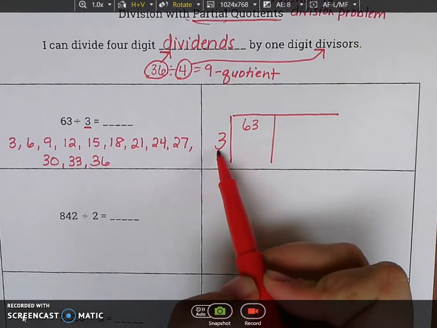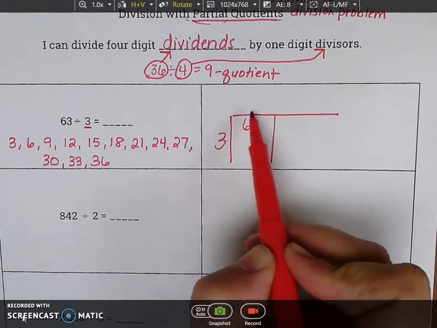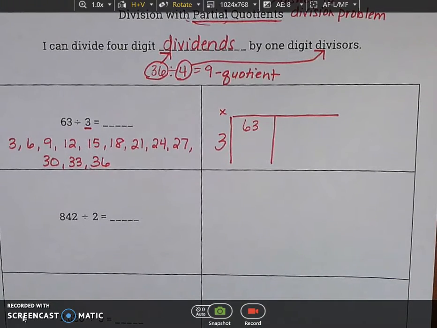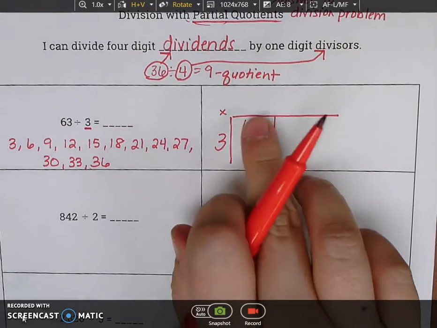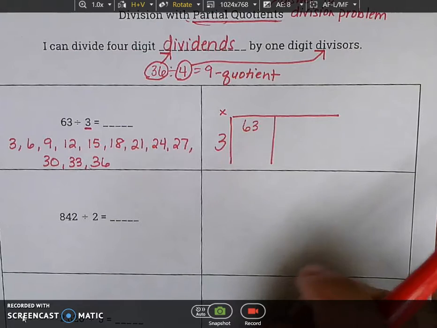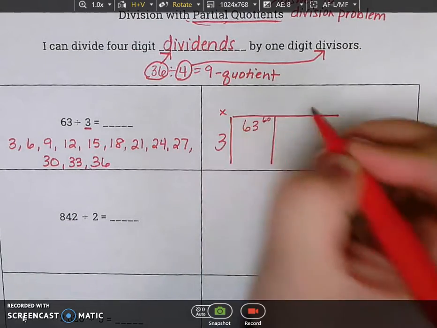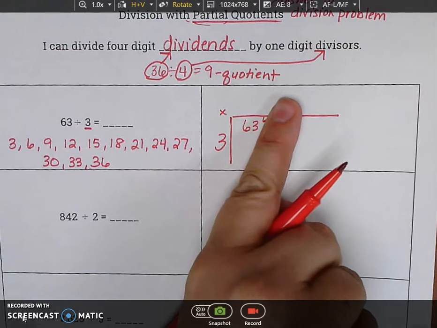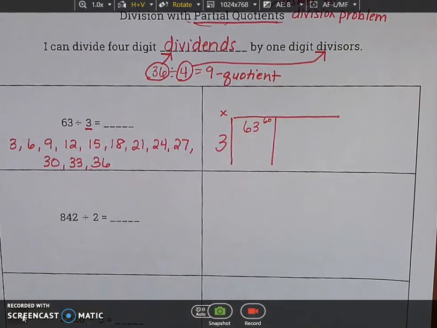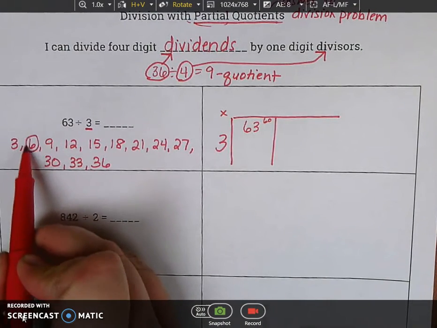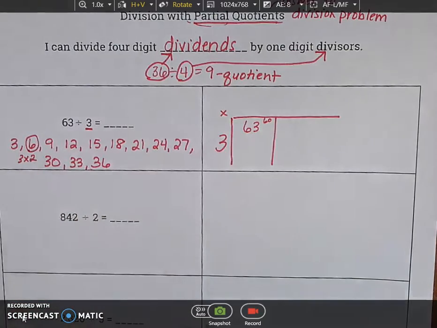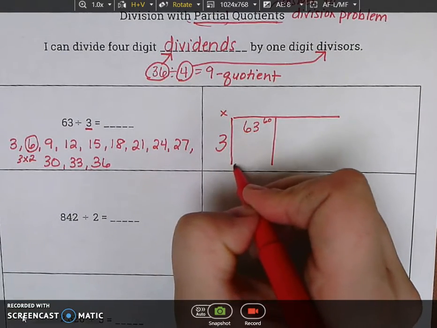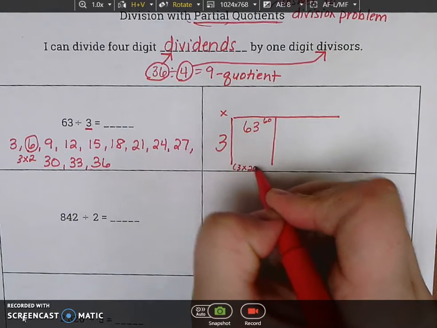So I want to know 3 times what will get me as close to 63 as possible. So really, I want to just think of 60. Okay, so that's kind of what I'm thinking of in my head is 60. How close can I get to 60? And if you cancel off that 0, how close can I get to 6? Well, I can get exactly 6 by doing 3 times 2. But I don't just want 6, I want 60. So that would be 3 times 20.